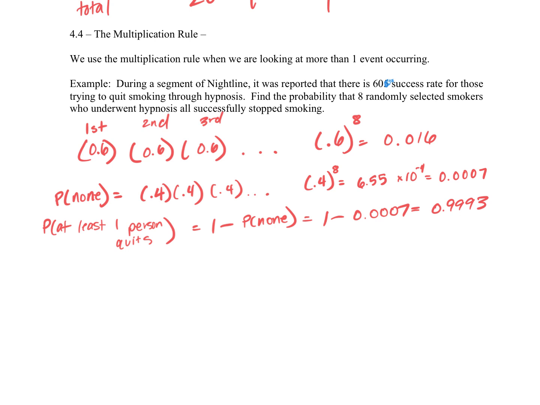Also a formula on here. The probability of at least one is equal to 1 minus the probability of none.